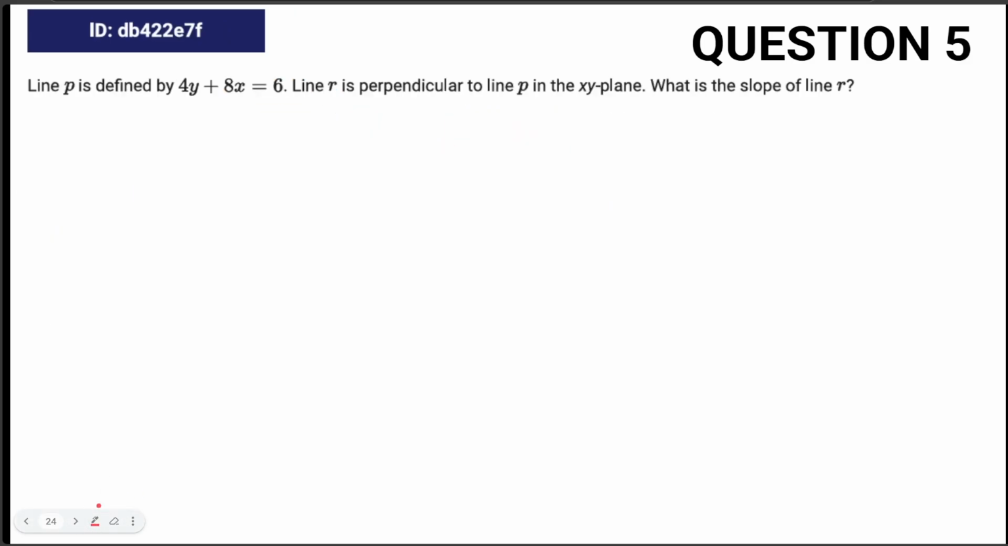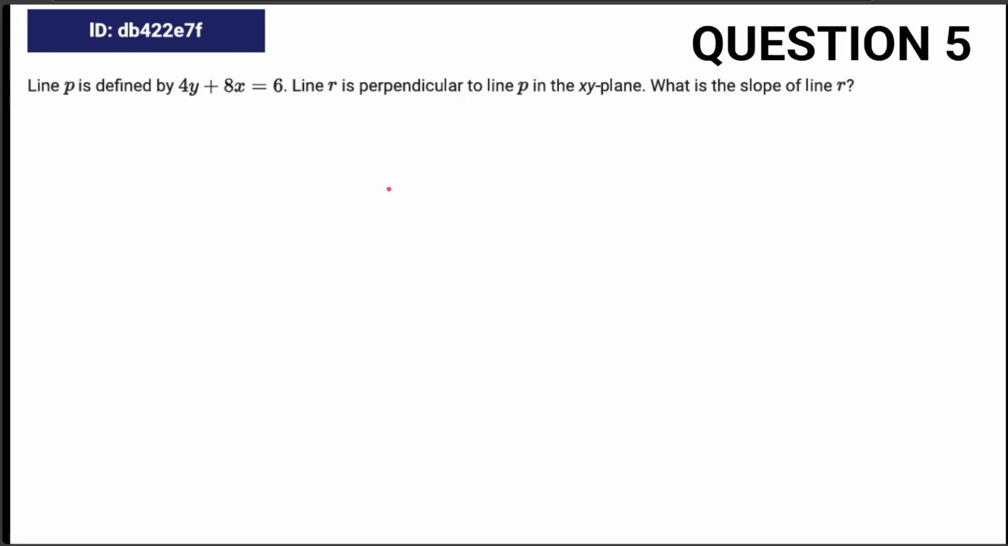Okay, final question. Line P is defined by 4y plus 8x equals 6. Line R is perpendicular to line P. What is the slope of line R? Okay, so line P here is defined by this equation, and line R is perpendicular to line P. And we're looking for the slope of line R.